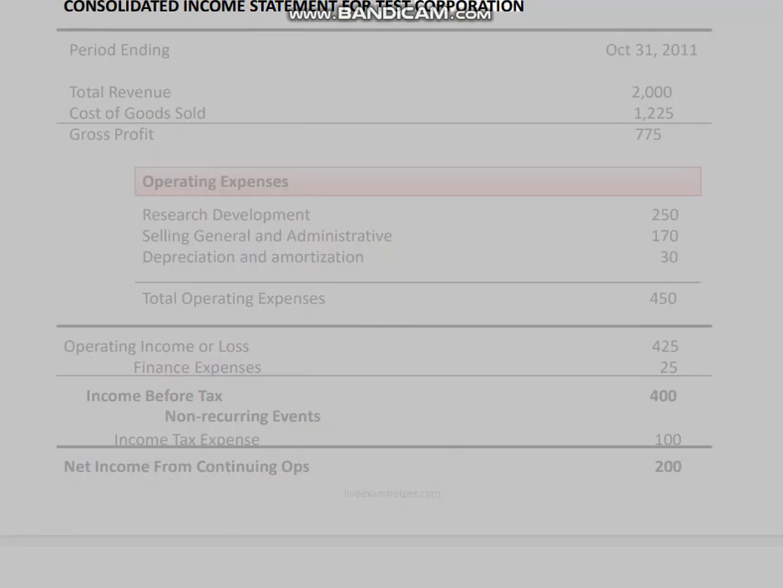Consolidated income statement for Test Corporation. Period ending October 31, 2011. Total revenue 2,000. Cost of goods sold 1,225. Gross profit 775. Operating expenses. Research and development 250. Selling, general and administrative 170. Depreciation and amortization 30. Total operating expenses 450. Operating income 425. Finance expenses 25. Income before tax 400. Income tax expense 100. Net income from continuing operations 200.